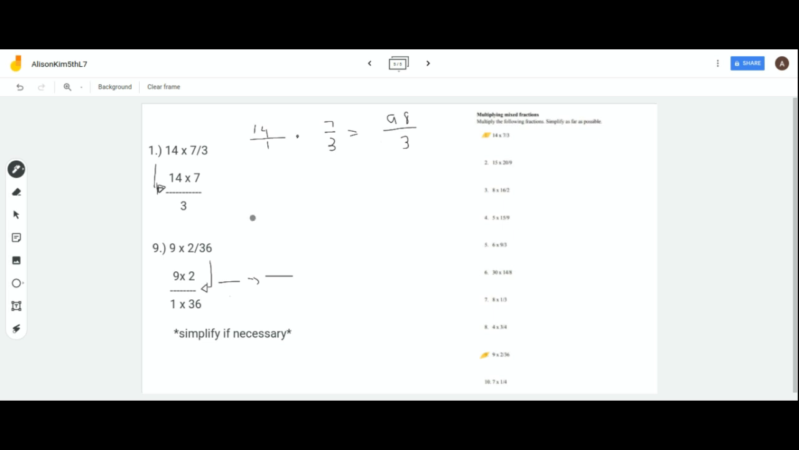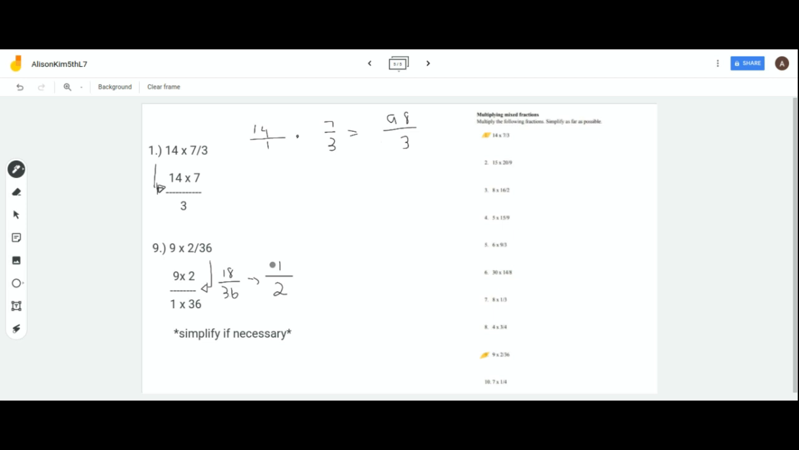Now, let's move on to number 9. 9 times 2 over 36. So once again, here's a visual representation. 9 times 2, it's 18. 1 times 36, 36. Now for this one, when you plug it into your calculator or simplify it, you should get the answer of 1 half. And that's going to be your final answer. Half is going to be your final answer for number 9.